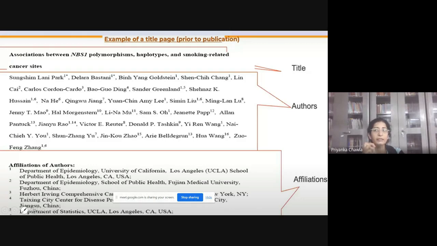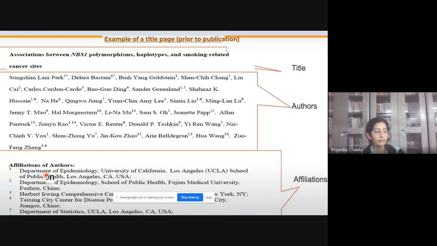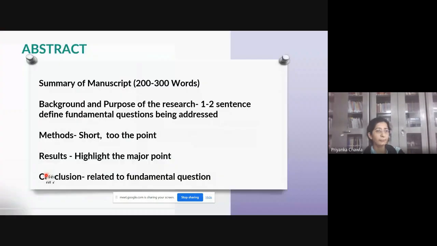While submitting the paper or research article, you should give a title page on a separate page. So this should be like this: the title page followed by the authors' names followed by their affiliations. Now, this was the first page, and it should be shown on a separate page.